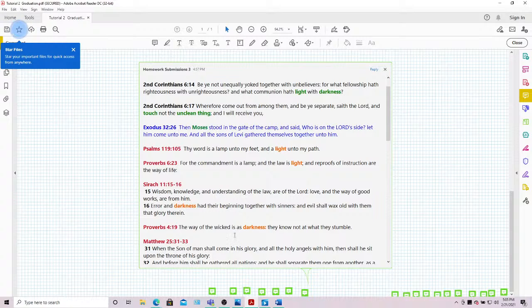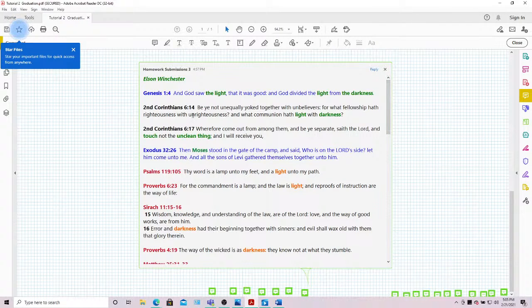It's the way of the wicked. They know not at what they stumble, because the people that are walking in truth and the word of the Most High are walking in light. And the people that are walking in the way of the wicked are walking in darkness. So going back up to Genesis chapter 1, verse 4, and God saw the light, so the word, the way of truth, that it was good. And God divided, so he separated, the light from the darkness.